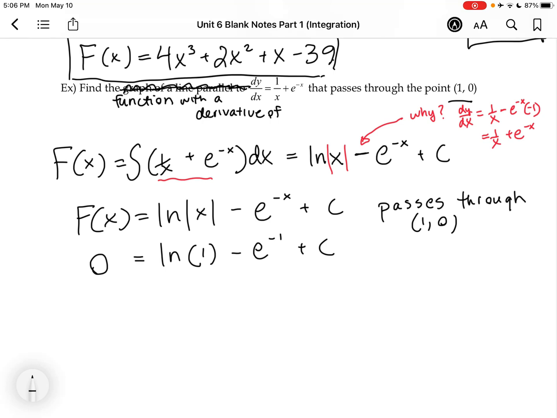Okay, and then we have to think about what is ln of 1. Remember this has a base of e. So we're trying to figure out e to the what equals 1. Well, the only exponent that's going to give you a value of 1 is 0, unless the base is 1, of course. So ln base e of 1 is equal to 0. So this first term is actually 0, which means that c equals e to the negative 1.